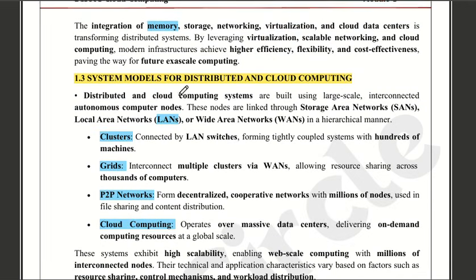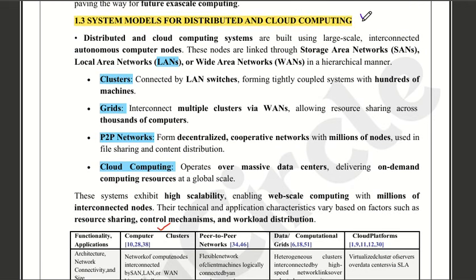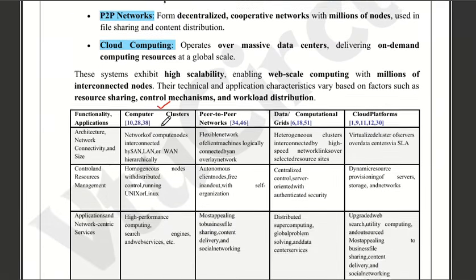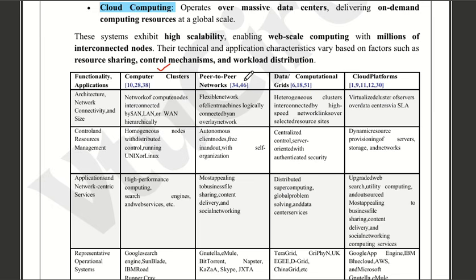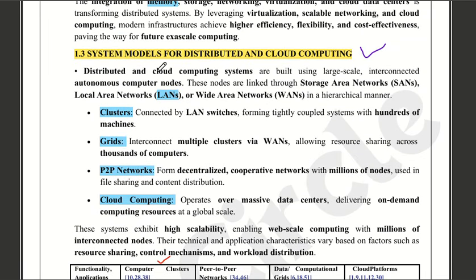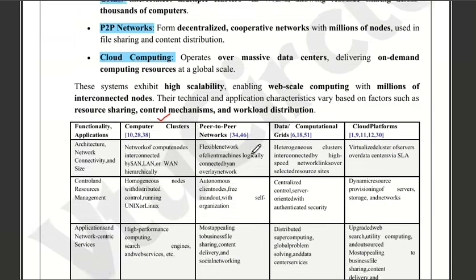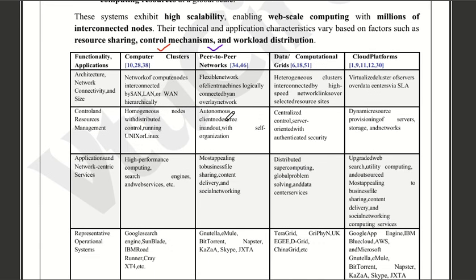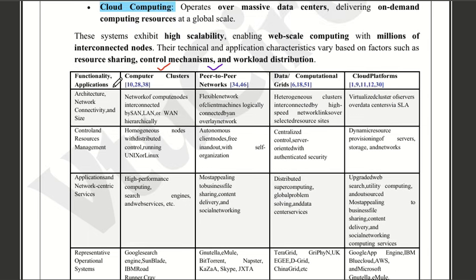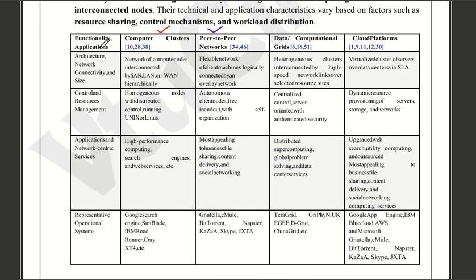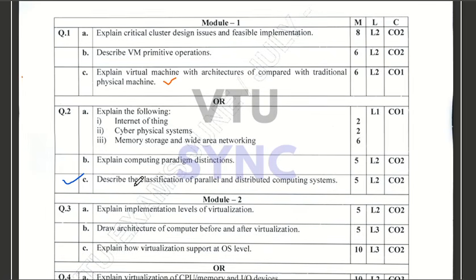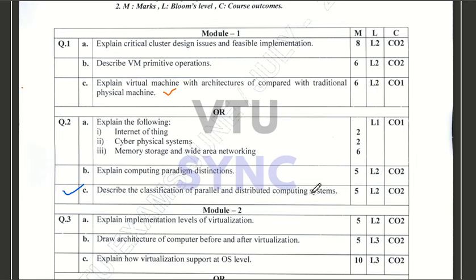Moving on to system models for distributed and cloud computing, this is also asked. Here you mainly need to focus on computer clusters and the categories of parallel and distributed systems. These four topics: cluster computing, peer-to-peer networks, and data and computational grids. If you know these categories, you can easily explain them with their functions and applications, because this question was also asked in the previous question paper: describe the classification of parallel and distributed computing systems.